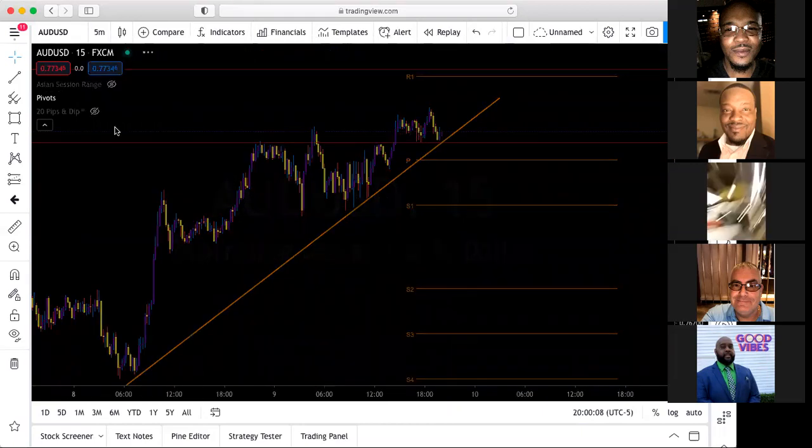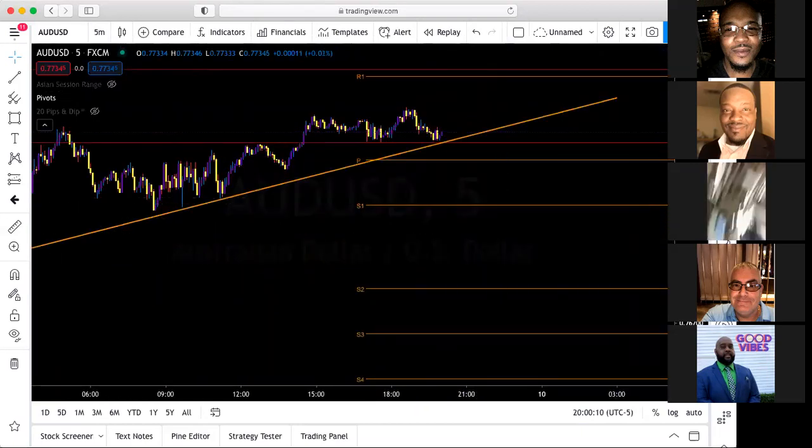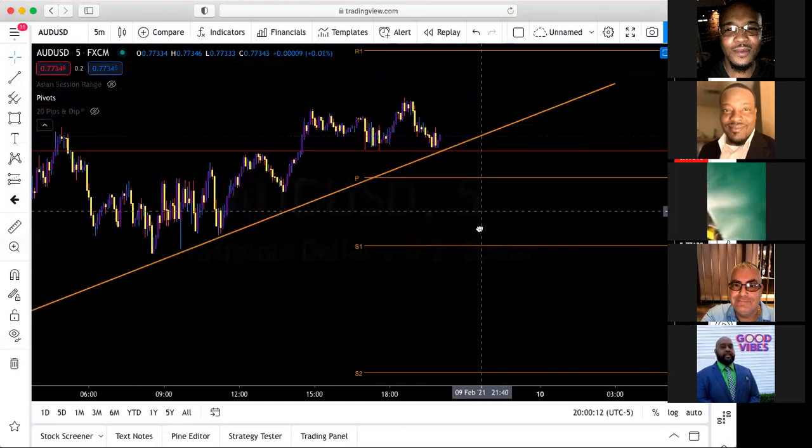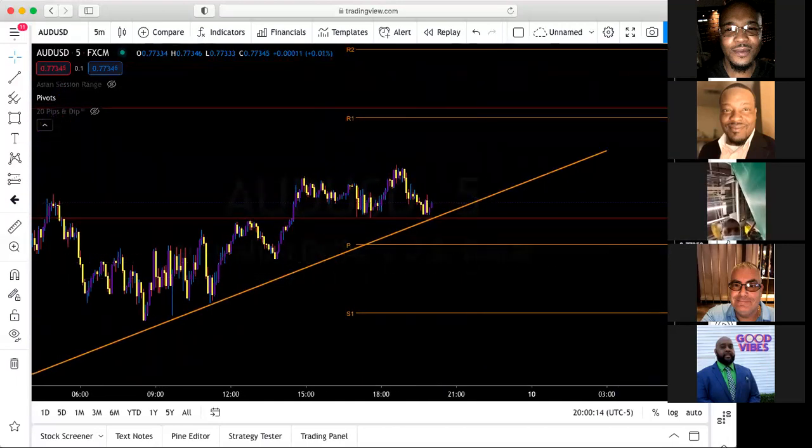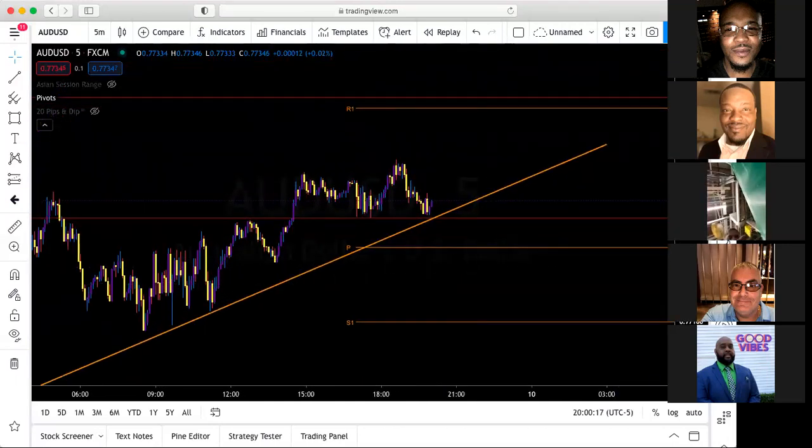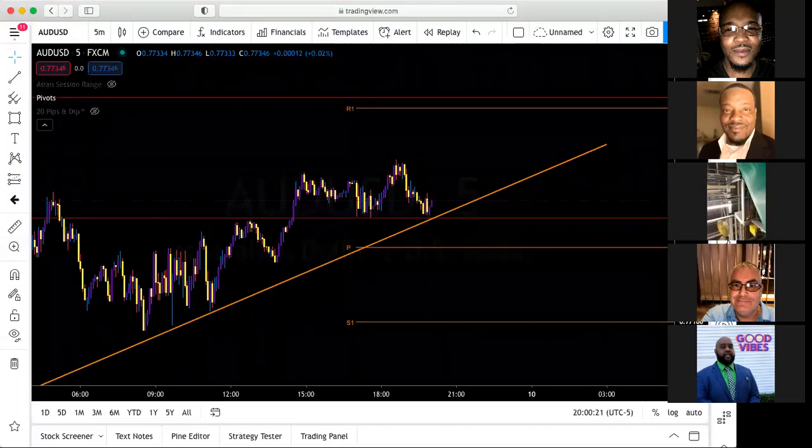Drop down to a 5-minute just to see a little more accuracy. Look at that. I would take that trade, y'all. Take the trade. Yeah, I would take that trade. I took that trade. All right.